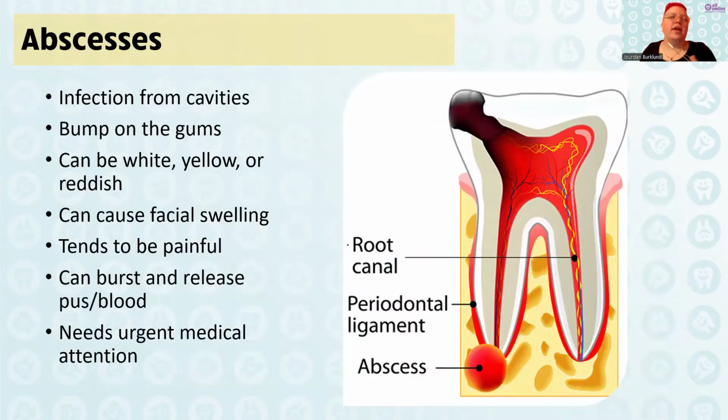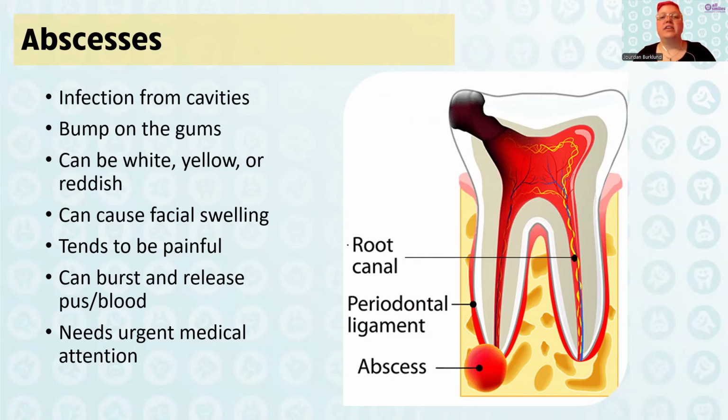So what can happen if you don't treat the cavity for a while? You can get an abscess, which is an infection in the gums that came from the tooth. So what happens is you get a buildup of pus and blood in the tissue around the tooth, and it can lead to like a bump on the gums that looks kind of like a pimple. It could be white, yellow, or reddish.